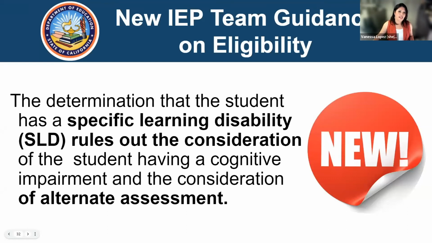this determination, based on guidance from CDE, is that a student who has a specific learning disability rules out from the get-go the consideration of the student having a cognitive impairment, and the consideration then of an alternate assessment. Just a quick reminder, I'm sure you all know this, but it doesn't hurt to repeat it. Next slide.